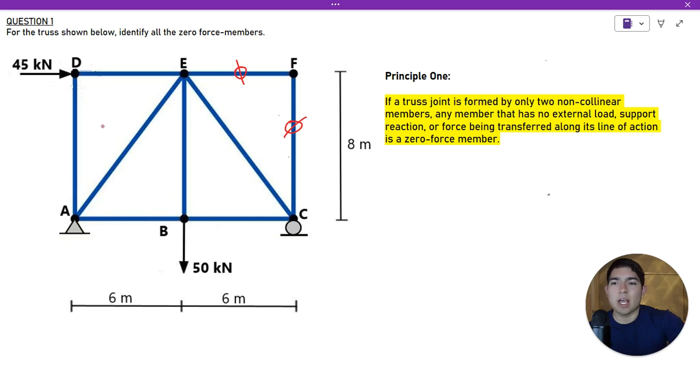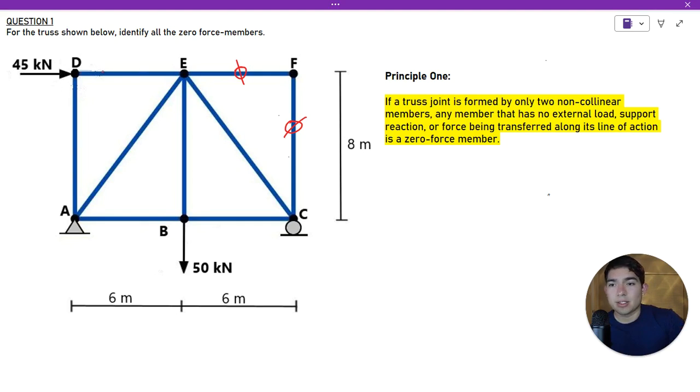However, we still have one more zero force member on this truss. So if we take a look at joint D, we can see that it is another joint formed by 2 noncollinear members. So this is going to be another place where we can find a zero force member. However, remember, our only zero force member at this joint is going to be the one that has no external load, no support reaction, or no other force acting through it.